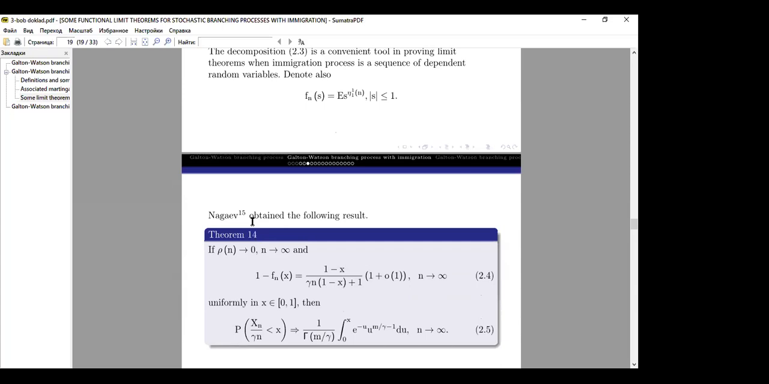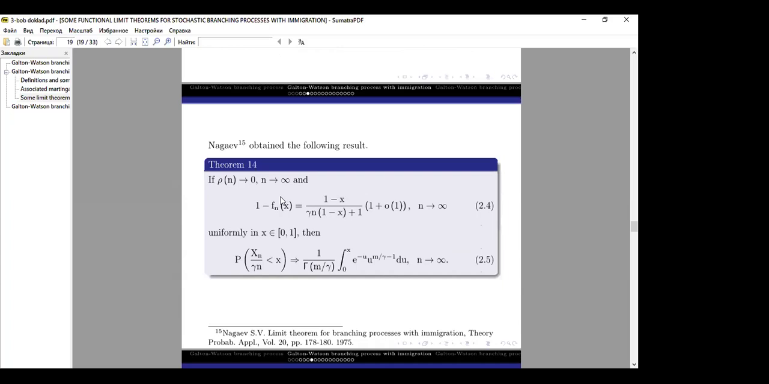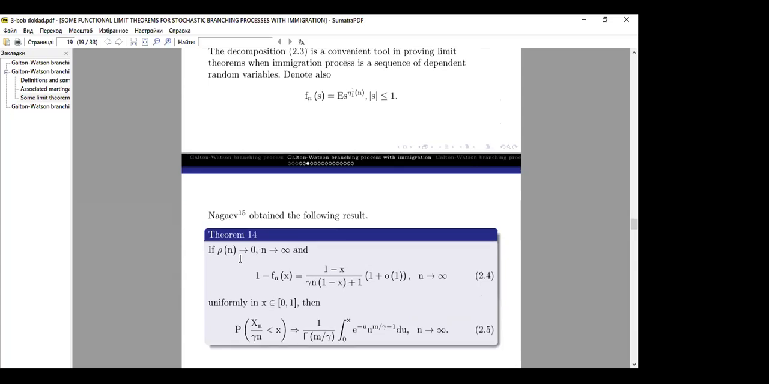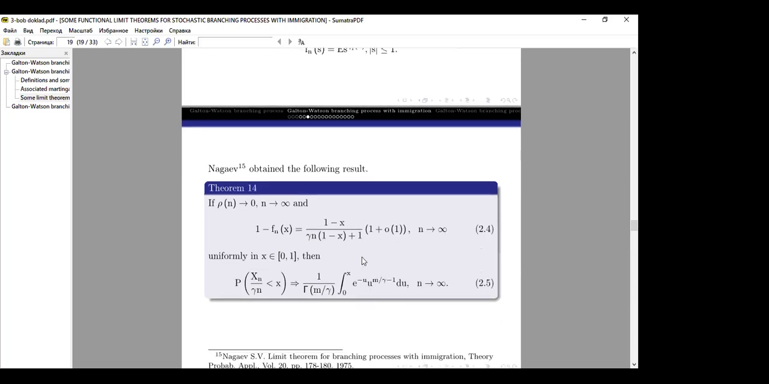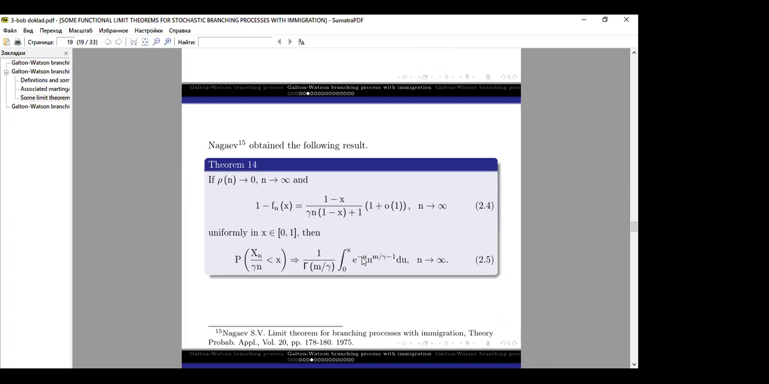So, the following theorem was proved by Nagayev in 1975. He considered the immigration process stationary in the wide sense, and this rho n converges to zero, and this very interesting condition holds. Under these two conditions, these random variables weakly converge to the gamma distribution. This is the theorem of Nagayev in 1975.